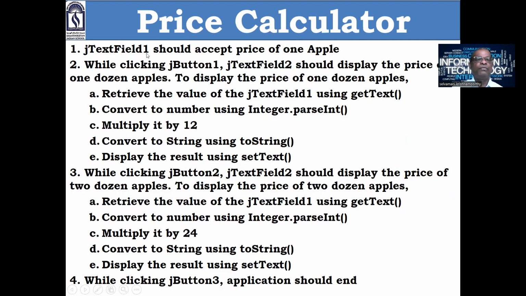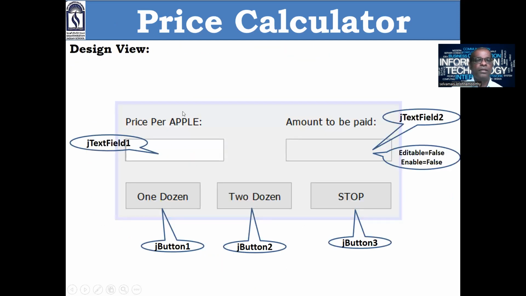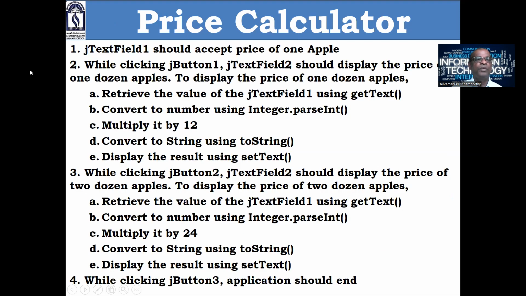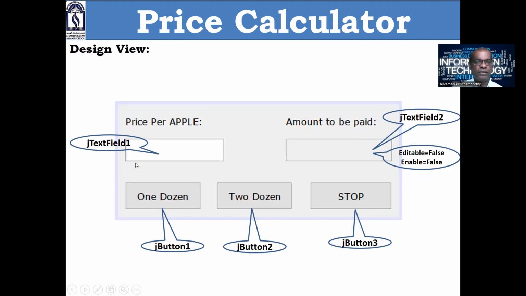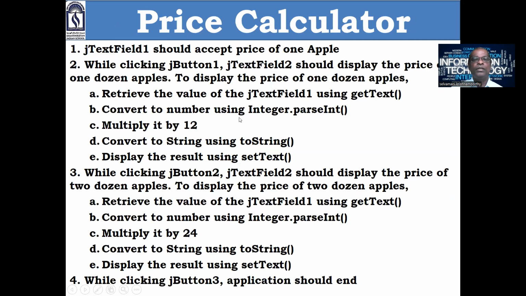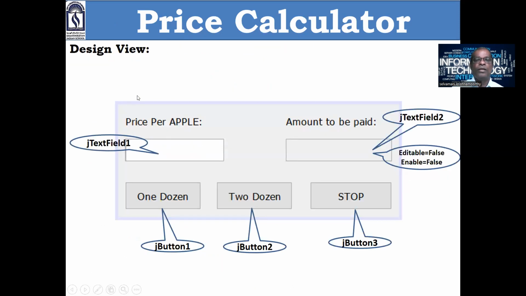So JTextField1 should accept the price of 1 apple. That means this should accept the price of 1 apple. Fine. Next step is while clicking JButton1. That means while I'm clicking this button, what needs to be done? JTextField2 should display the price of 1 dozen apples. Here, the price of 1 dozen apples needs to be displayed.